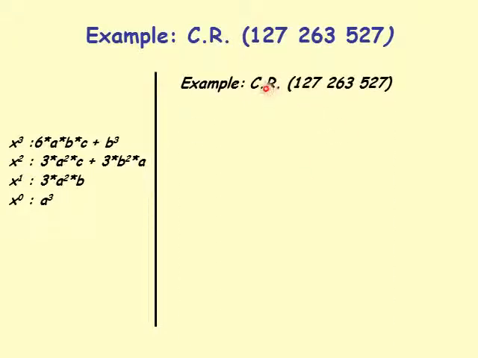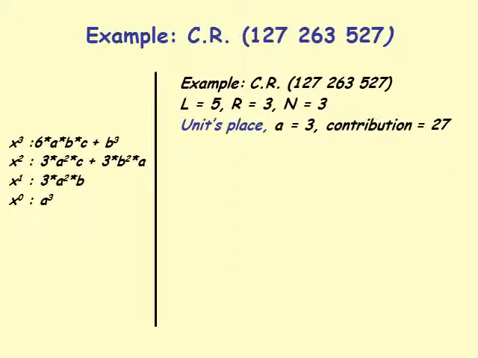Example. So that's the example. Cube root of 127 263 527. We know that the leftmost digit is 5, from here, it's just more than 125. The right digit is 3, and the number of digits: there are 3 groups of 3 or part thereof, so the number of digits is 3.